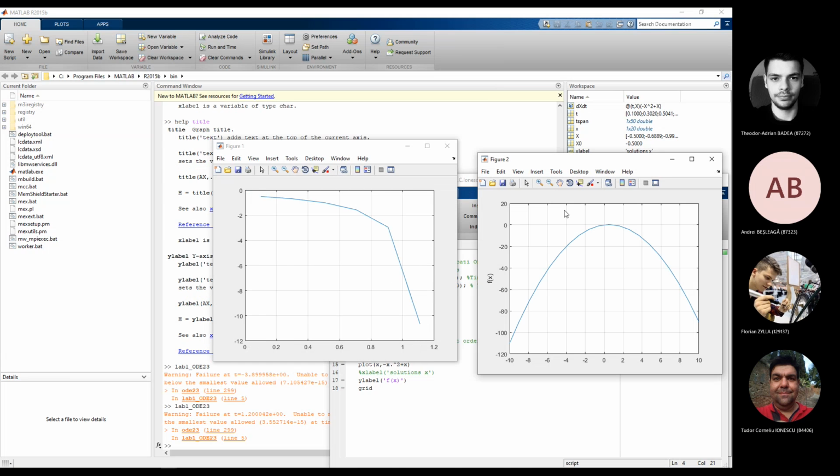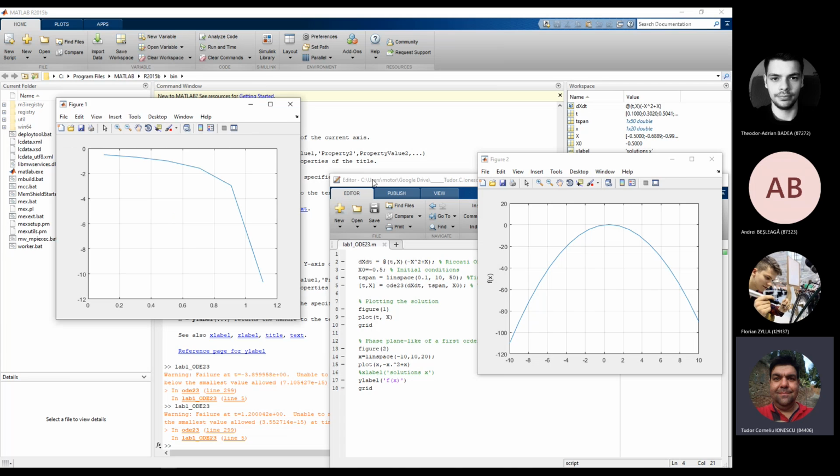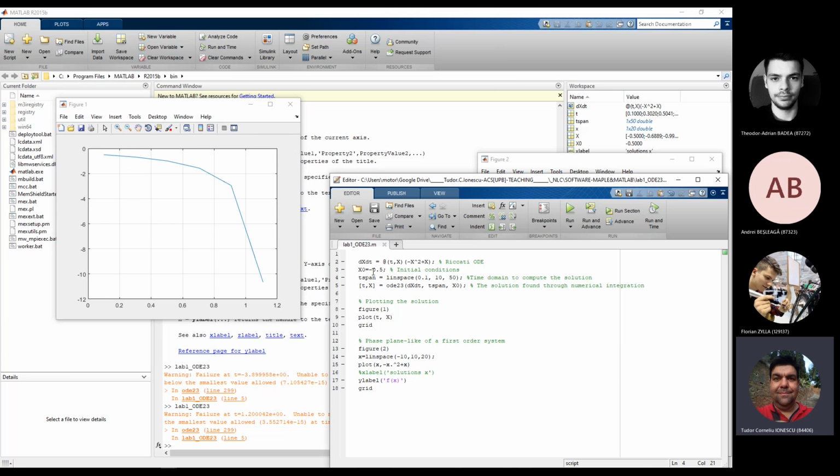Okay. Yeah, so you see, once again, there is an issue. There is a finite escape time. Look where it stops. This is a finite escape time model, and it makes sense because it's the solution of the Riccati equation with this type of condition.